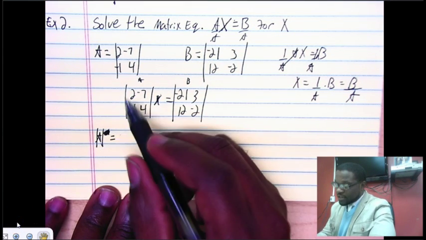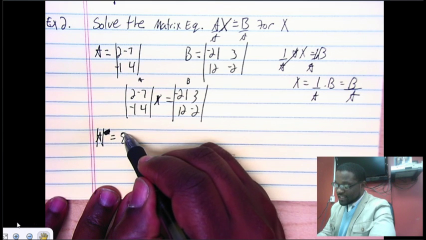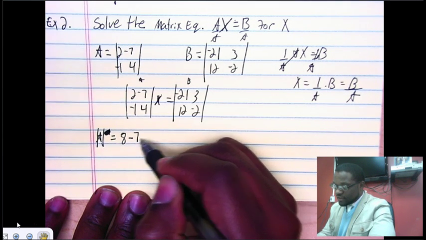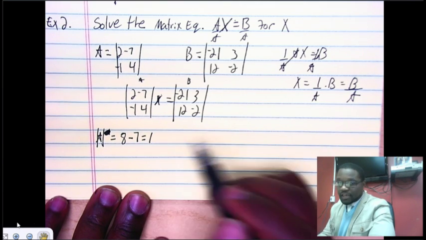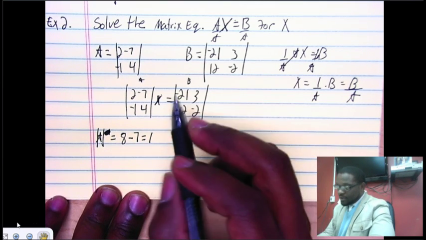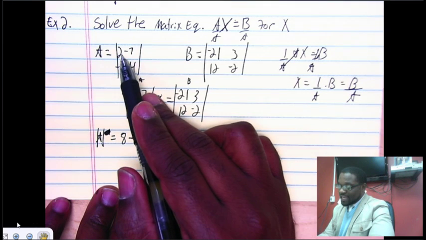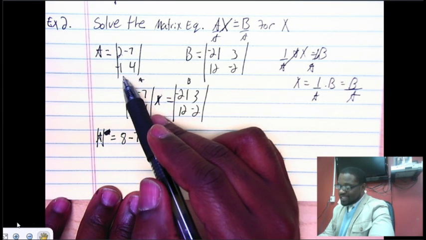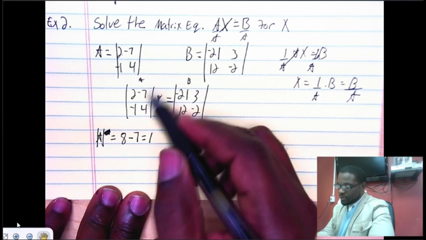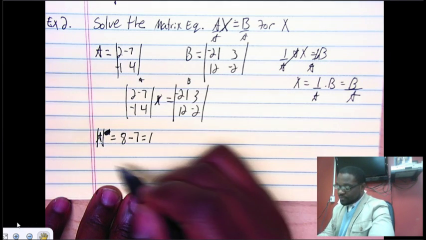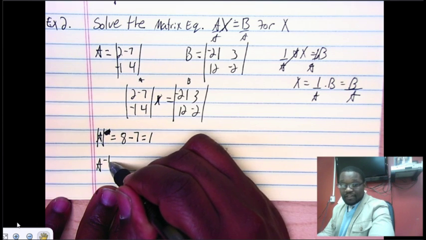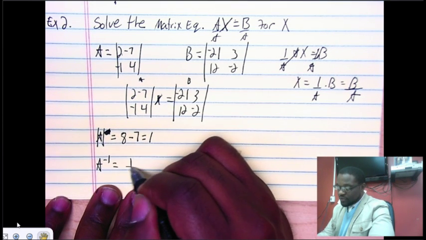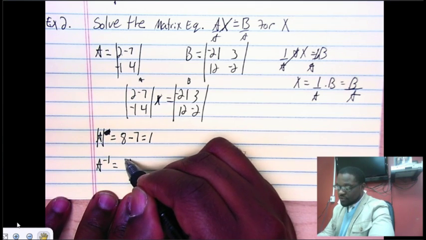So the determinant of A is going to be 8 minus 7, which equals 1. It's not always going to be 1 and -1, okay? But the determinant of A is actually 8 minus 7 when you multiply those two, and so you get 1. So now the inverse of A, remember the symbolism, is really 1 over 1. That 1 is already in the formula.